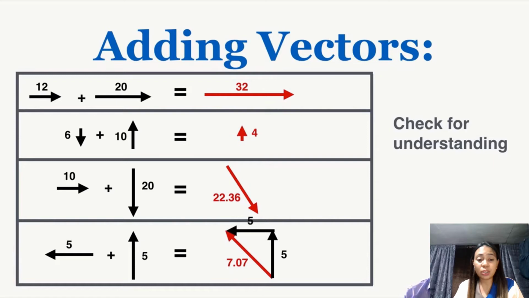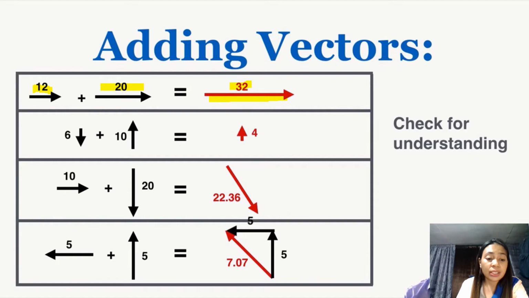But in vectors, we have to check first their direction. For example, if you have 12 to the east and another 20 to the east, or you say 12 to the right and 20 to the right, when you add that, 12 and 20 is 32, still going to the right or going east. This is now the net distance, or net displacement rather.